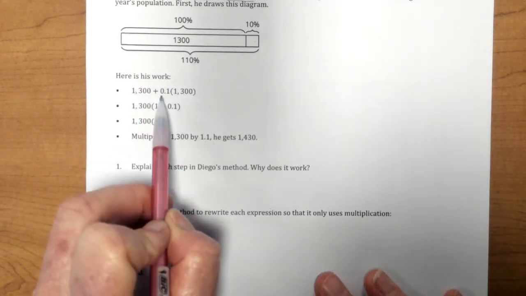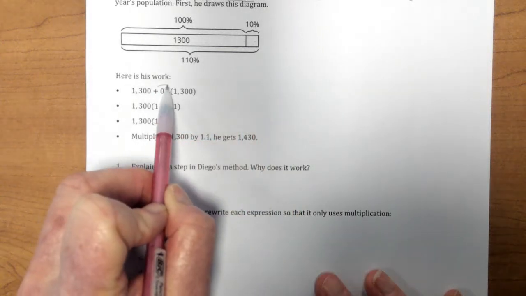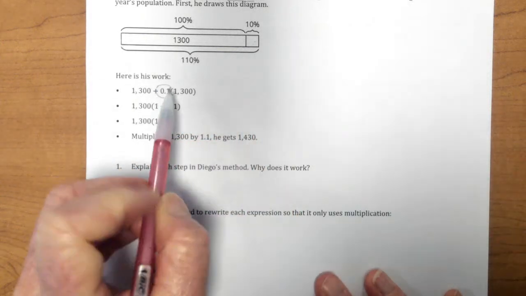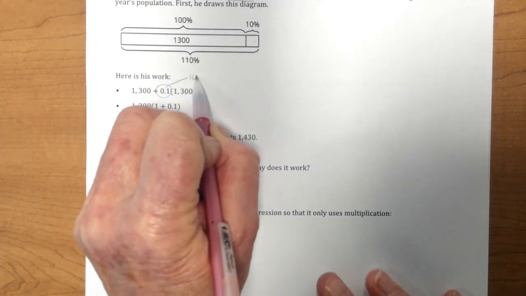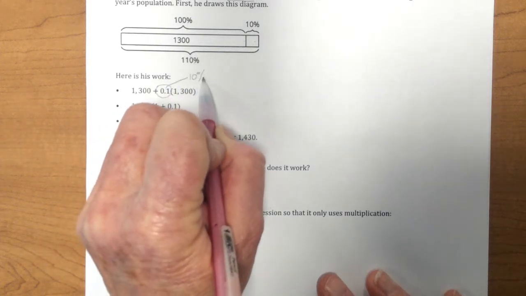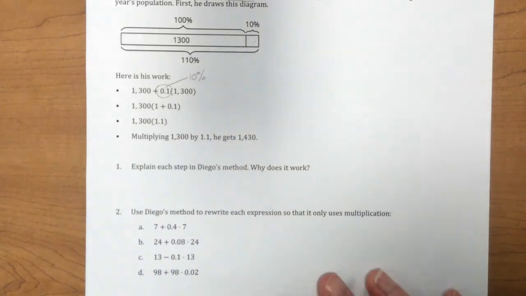And I'm wondering, here's 0.10 or 1/10. This is his 10%. And I noticed that he's multiplied this.